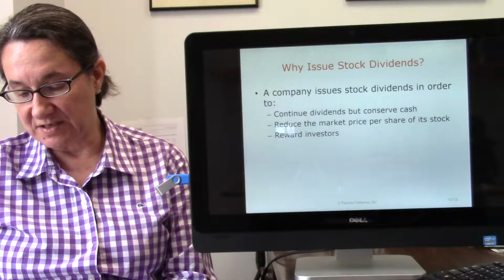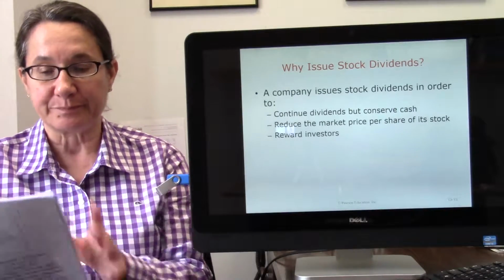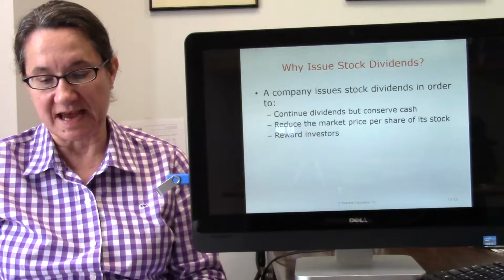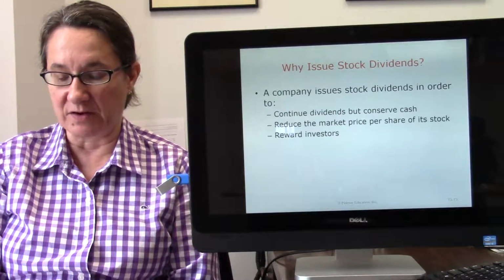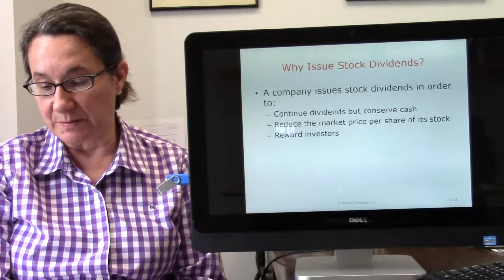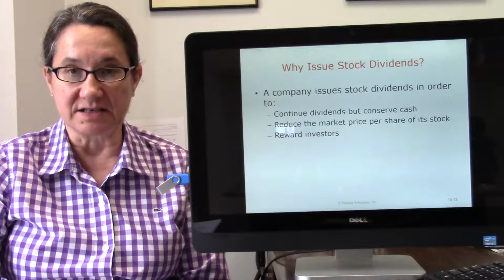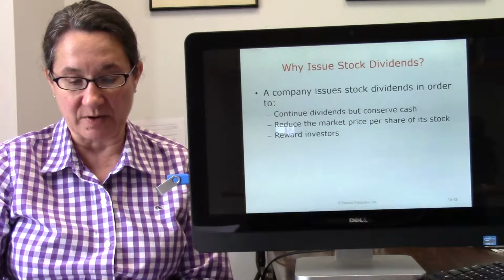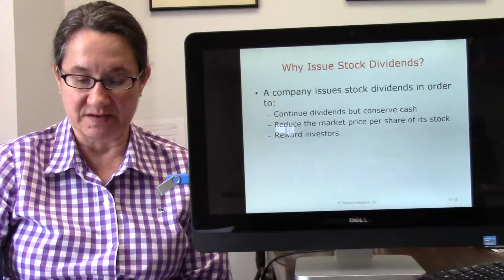A company may wish to continue the distribution of dividends to keep the stockholders happy, but may need to keep its cash for operations. Issuing a stock dividend is a way to do so without using corporate cash. It reduces the market price per share of its stock. Depending on its size, a stock dividend may cause the company's market price per share to fall because of the increased supply of the stock.